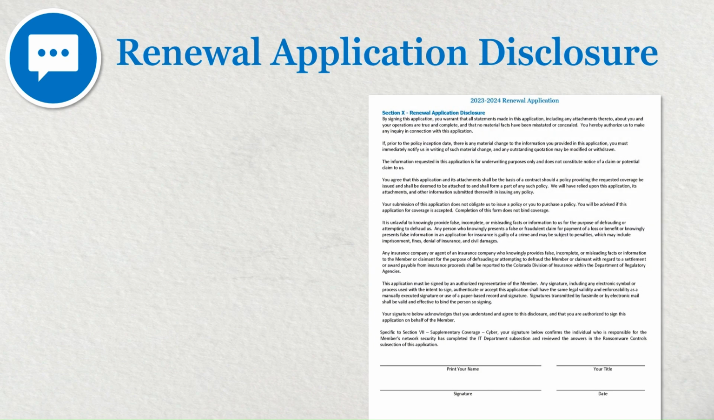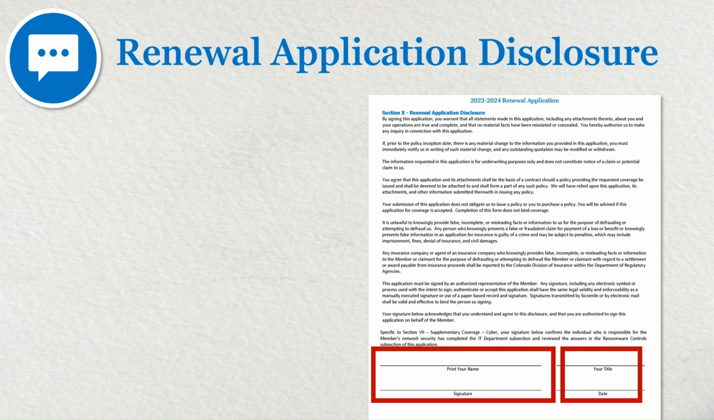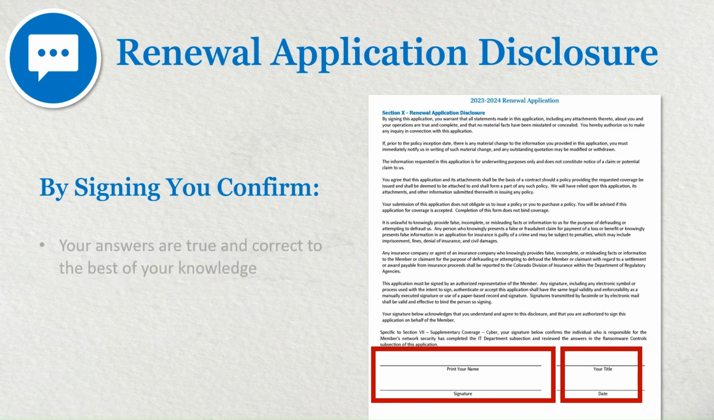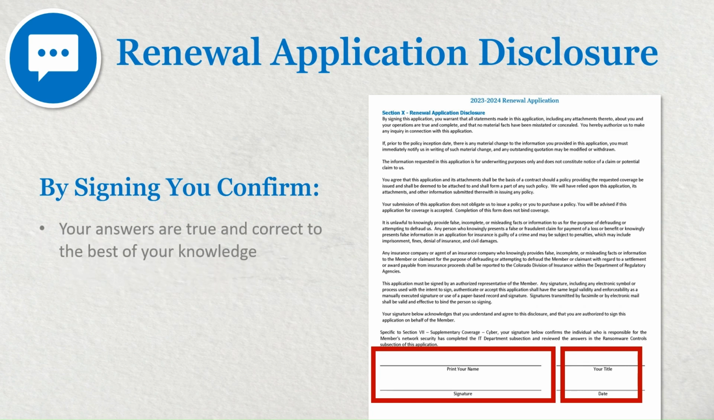Renewal application disclosure. On the last page of your renewal application, we only need a few things: your name, your title, signature, and the date. Aside from the legal disclosures, when you sign this page, you are confirming that your answers are true and correct to the best of your knowledge. This includes your renewal property and vehicle schedules, endorsements, and certificates, which will be discussed in separate videos. You also agree that the included name, symbol, or electronic signature on the document is your signature.